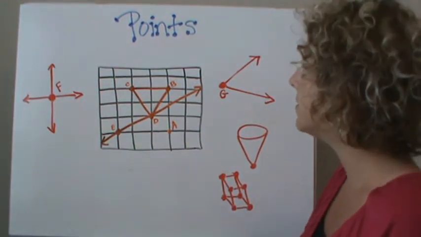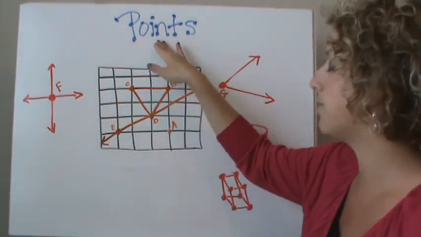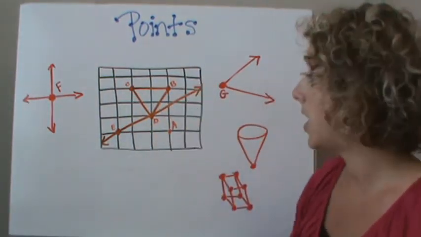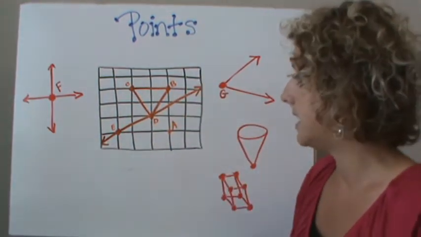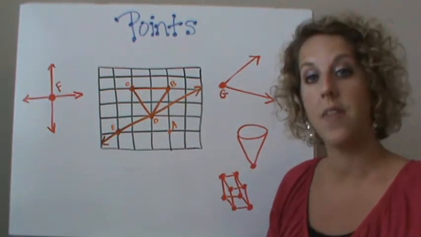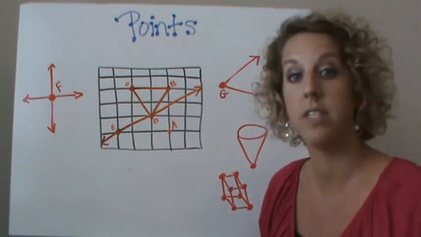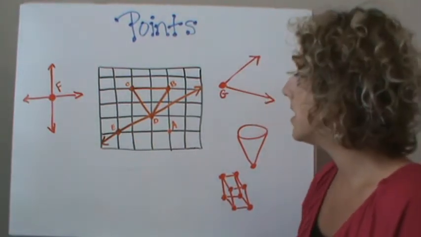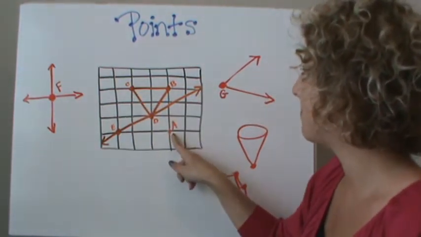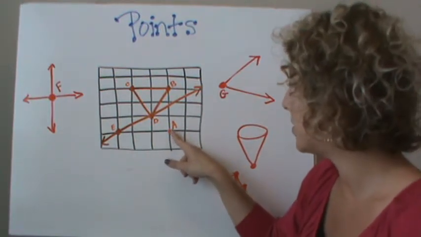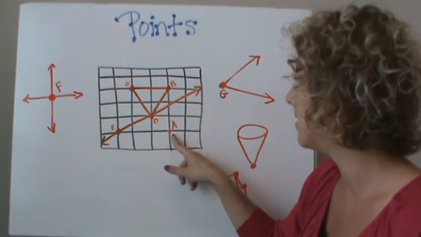Now, if we look closer at points, examples of points, let's say we have a graph paper, and I've already drawn on a triangle and a line. Now, depending on whether or not the line has an arrow at the end, tells you if it's a line versus a line segment. But looking at the points, I have point A, and this is just a point by itself. So I've put the point onto the graph paper, point A.